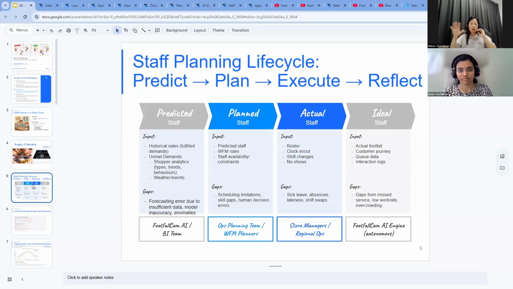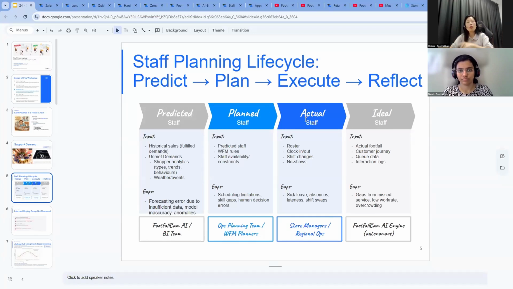Let's step back and look at this full cycle of staff planning. So there are 4 stages. So from the prediction, you're estimating how many shoppers will walk in next week, and you predict how many staff you need. And then to the actual planning, on your staff roster, you need to consider their availability and any local law or any scheduling constraints. So you need to plan that.